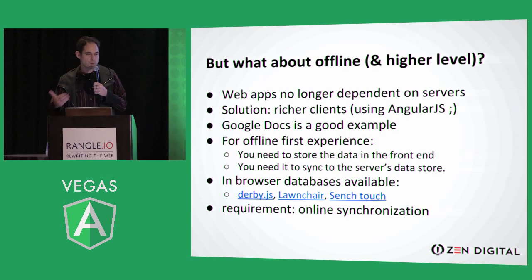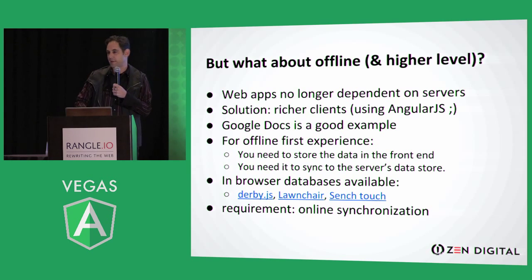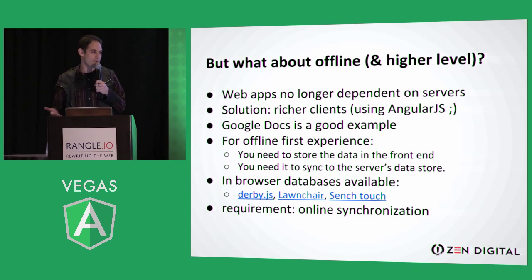So Google Docs is a good example of this. We have the mobile app version, we have the web version, and no matter where we are, there's an online and an offline version these days. It wasn't like that originally, but you can completely use Google Docs offline nowadays with synchronization built into the browser. And so for an offline first experience, you need to store the data in the front end in some way, shape, or form. And you need to be able to sync the server-side data store locally so that you can go on the subway or walk away from the internet and still be able to use your application.